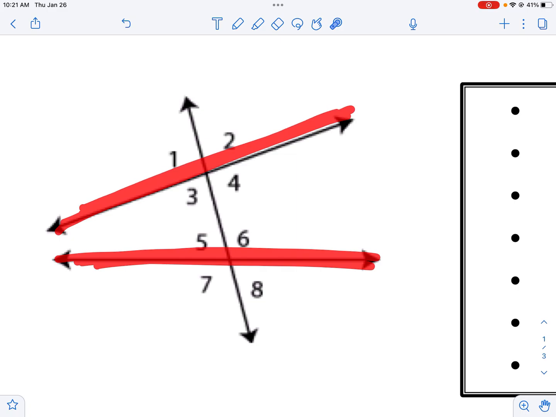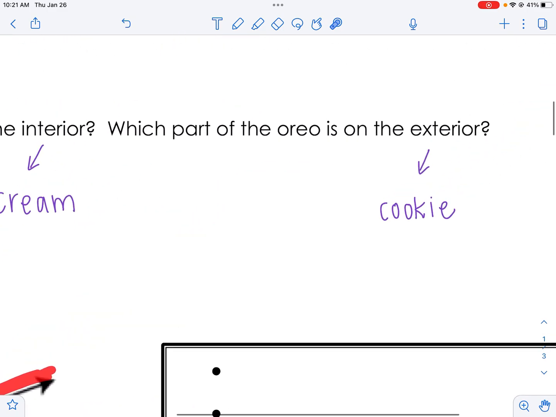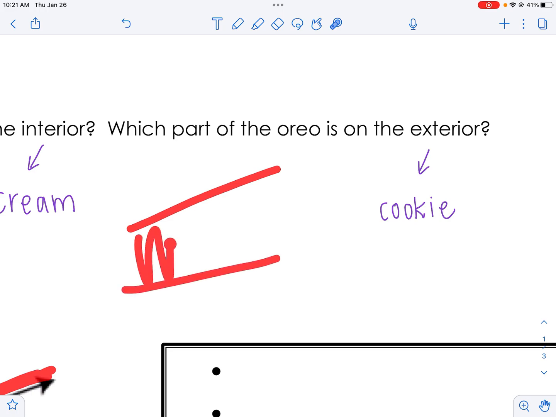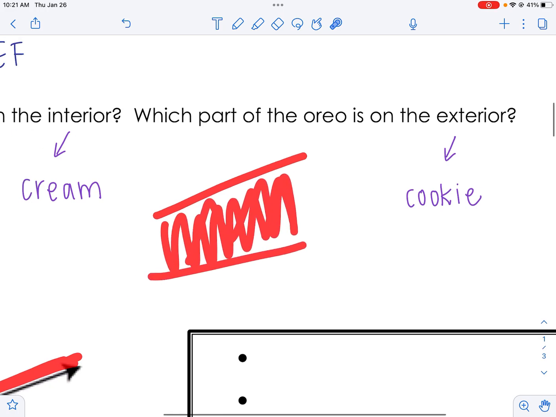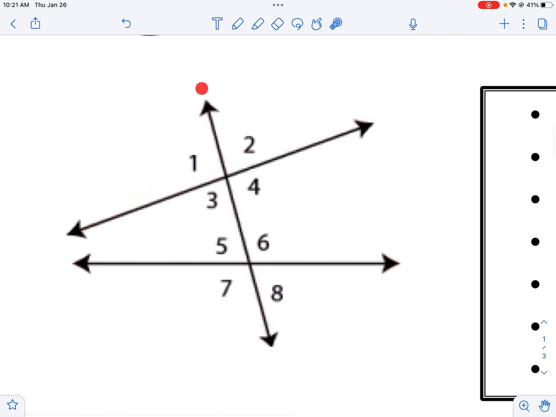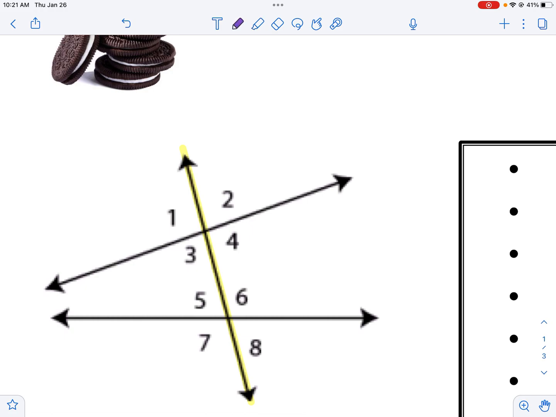But once you have some lines, if I add a third line into the mix, that's when I really have my interior and exterior angles. Before, if I just had lines on the inside, there's no angles really on there. But once I add this piece, now I have 8 angles formed. And this line right here is called a transversal. You could think of your transversal like the toothpick that's holding the sandwich together. So that's a transversal.